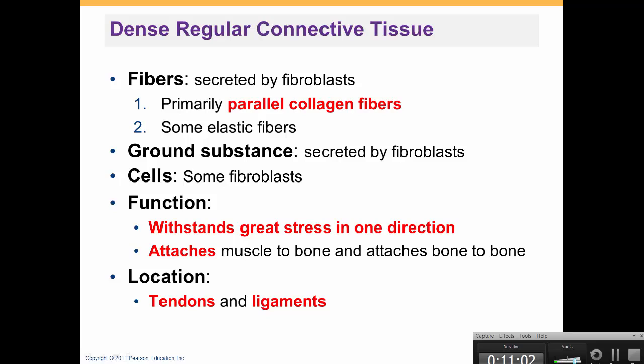So let's compare this to the dense regular connective tissue, where everything is the same, but the collagen is just traveling in one direction. So where do we find this?